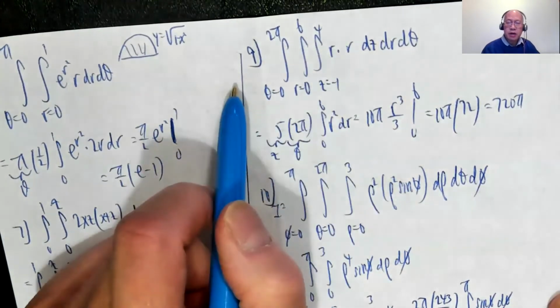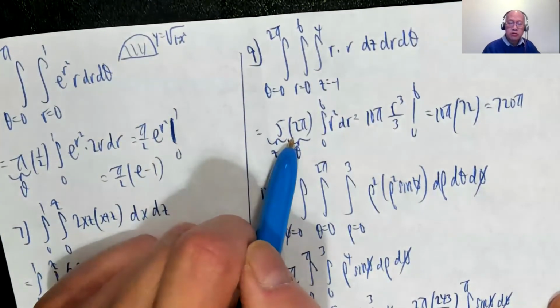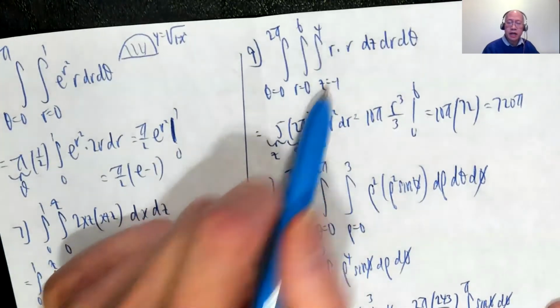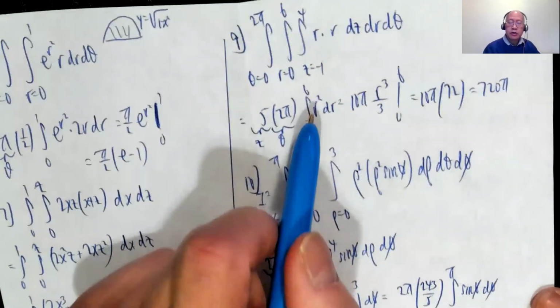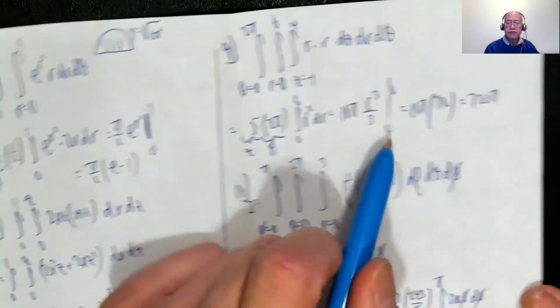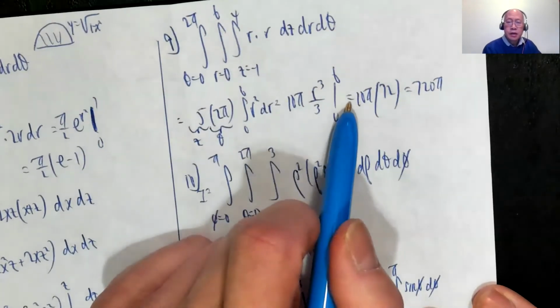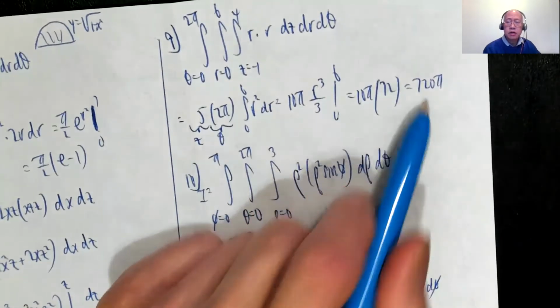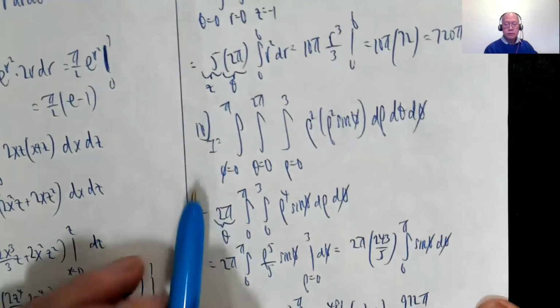This stuff does not depend on theta, take it out, 2 pi. This stuff does not depend on z, take it out. The length of the interval is 4 minus negative 1, 5. And the only thing I have to integrate is r squared. So I have 10 pi, r cubed over 3 from 0 to 6. Plug in 6, you get 72. So 10 pi times 72, 720 pi.